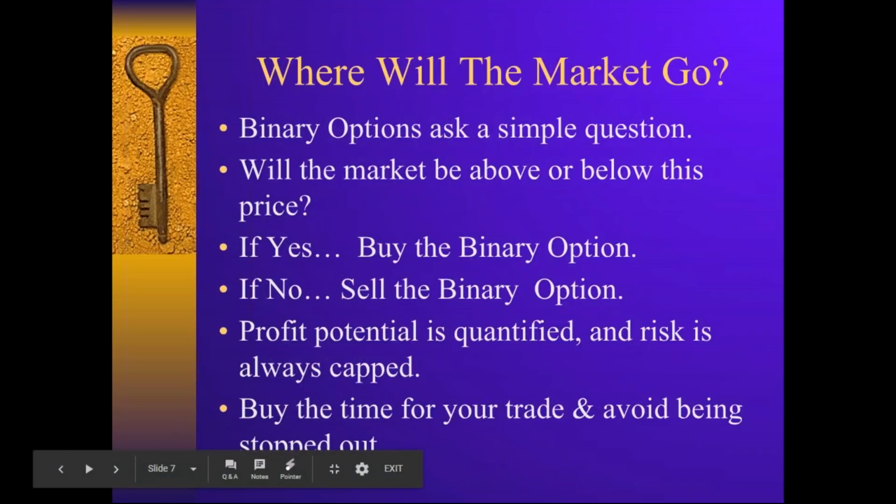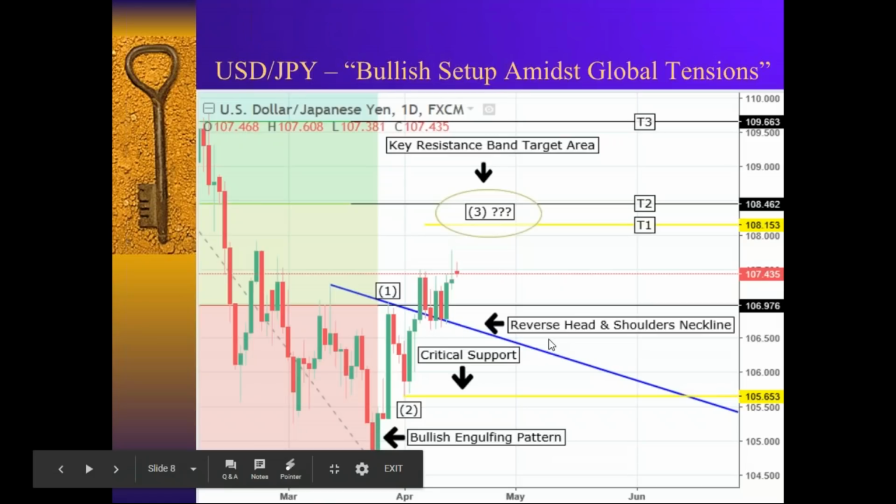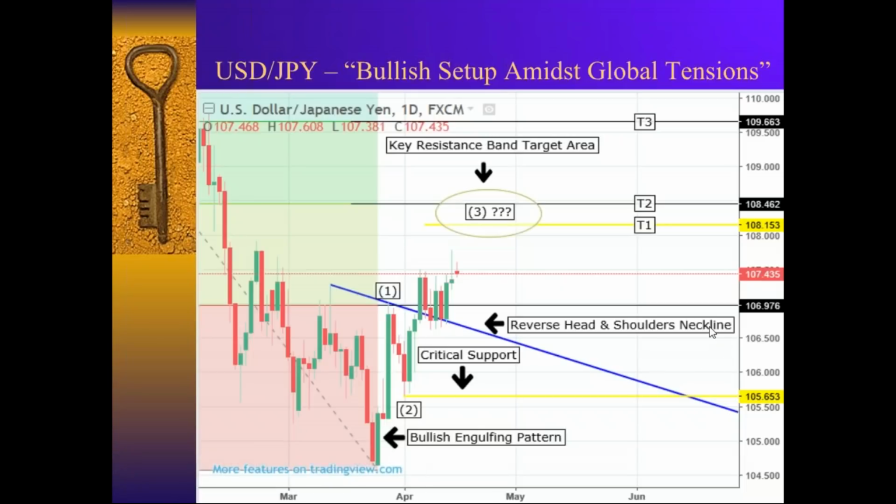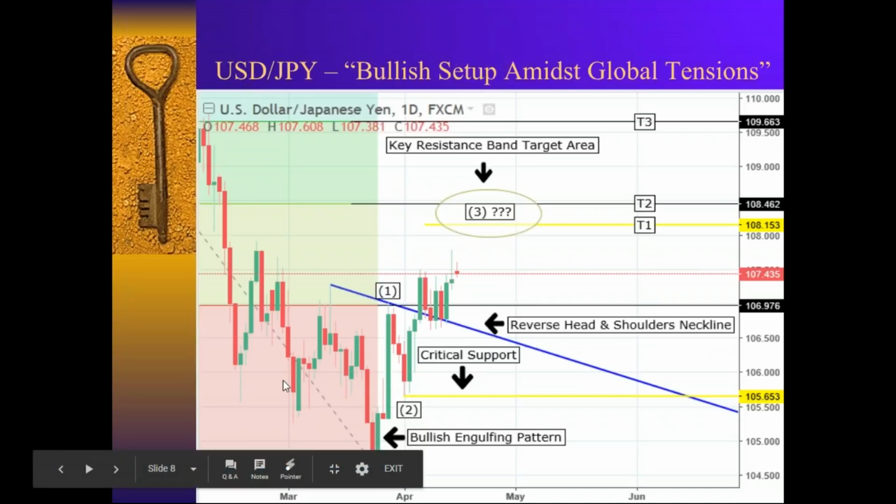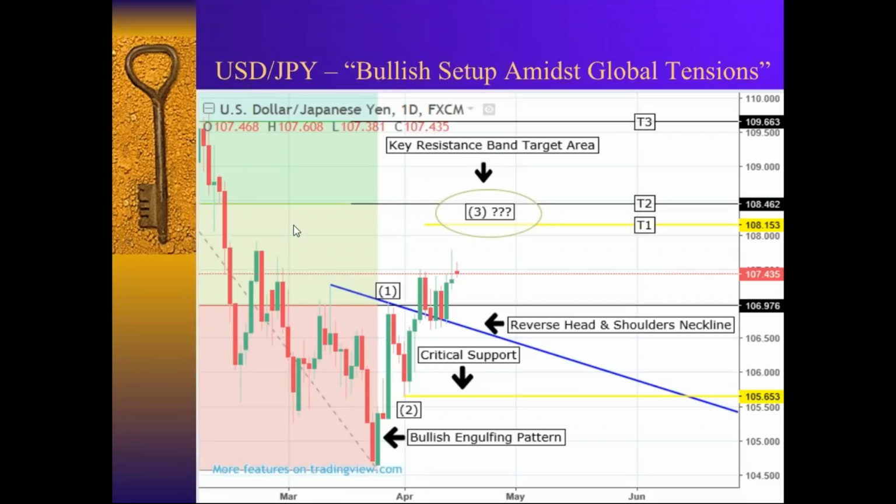So moving forward, we will start to get into some analysis. The first thing we're going to do is take a look at an article that I had written for Nadex a few months ago, about the U.S. dollar Japanese yen currency cross, which is one of the majors. As you can see, the title was "Bullish setup amidst global tensions." At that time, the market had been trending lower for months, and then all of a sudden took an abrupt turn over the course of a couple of weeks.